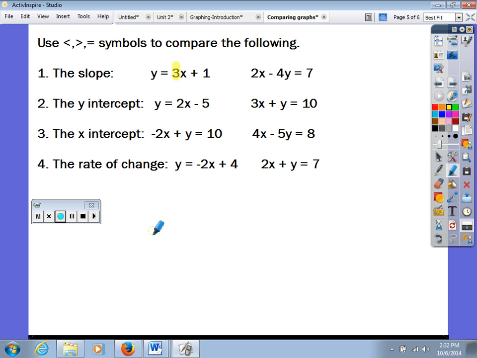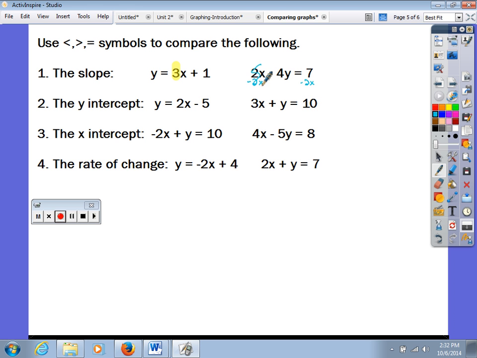How come it's not 2? Because what has to be by itself? Y has to be by itself in order to say it's the number in front of x. You got it? Do you understand that? So let's go ahead and get y by itself. So what would I do? Minus 2x. All you're doing is isolating y. Do you understand that? So you move over your friend.